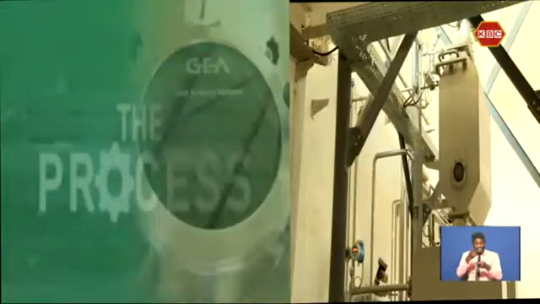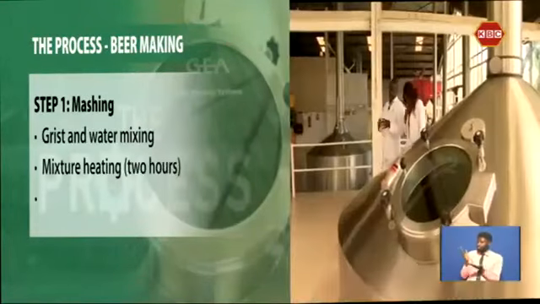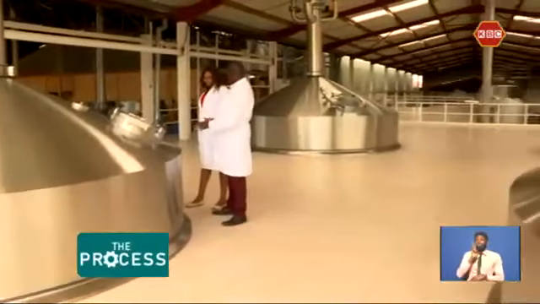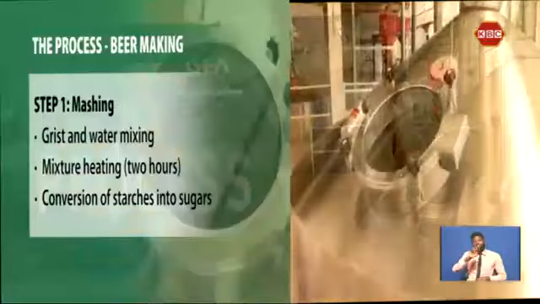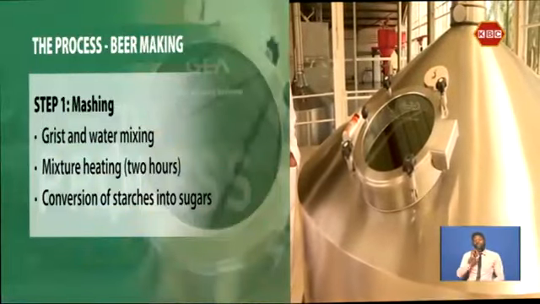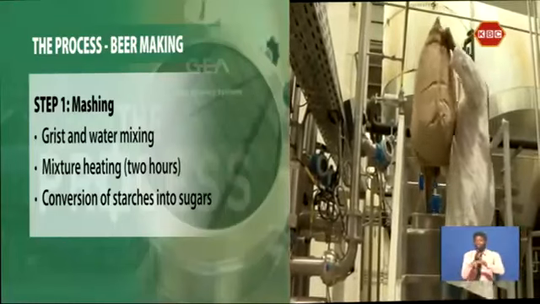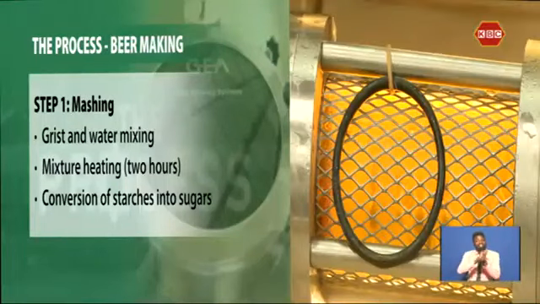The first step in the beer making process is mashing. Mashing is the combining of grist and water. What happens here is conversion of starch to simple fermentable sugars like maltose. The mixture is heated for 2 hours, causing the natural enzymes in the malt to break down starches, converting them into sugars, which will eventually become alcohol.